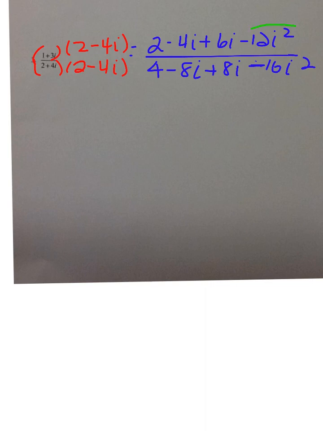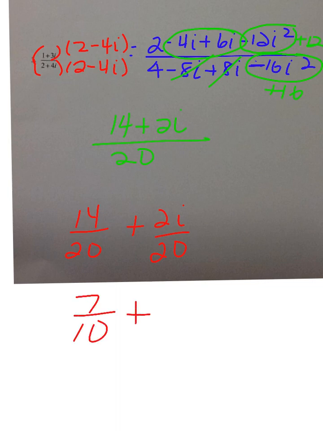So minus 12i squared will become plus 12. So I have 2 plus 12 is 14. Negative 4i plus 6i is positive 2i. Over, minus negative 16i squared would be plus 16, so I have 4 plus 16 is 20. And then negative 8i and positive 8i cancel out. So I have 14 over 20 plus 2i over 20. So 14 over 20 reduces to 7 over 10, plus 2 over 20 reduces to 1 over 10, so that's i over 10. Okay, so that's it, and we'll practice in class tomorrow. Have a good night.